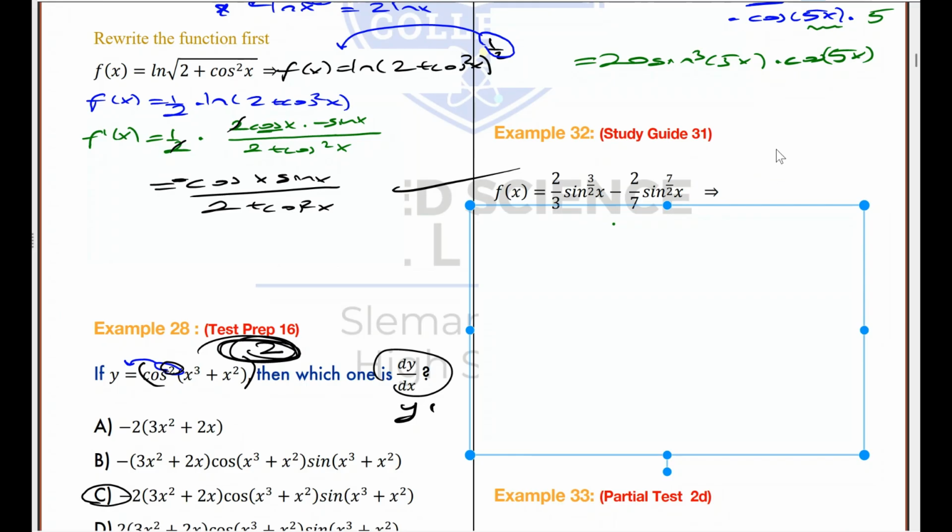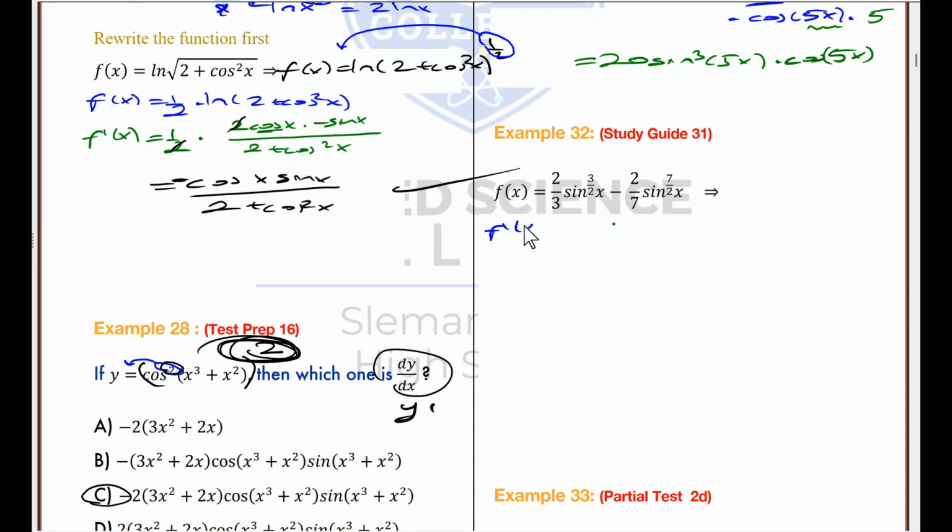Okay. I think I am done. Okay. This is a study guide question. Some students also have difficulties in solving this question because there are many fractions. Fractions as coefficients, fractions as powers. It looks difficult when you look at the question, but when you solve it, it is not as difficult as it seems. So let's start.